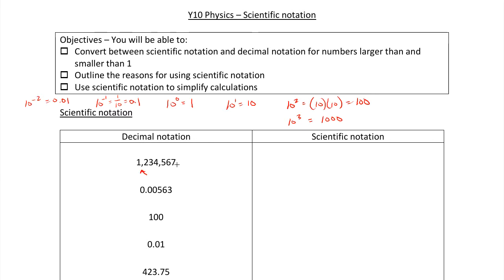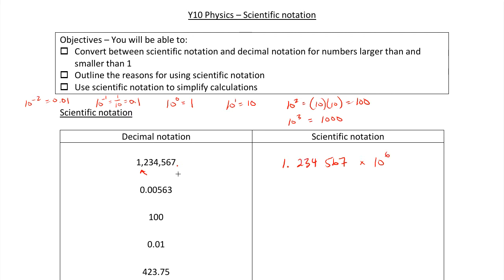So in order to do that here, we need to take the decimal, which is over there, and move it there. I'm going to write this therefore as 1.2345667, and I'm going to write it multiplied by a power of 10. So I've moved the decimal 6 places, so that's 10 to the power of 6.